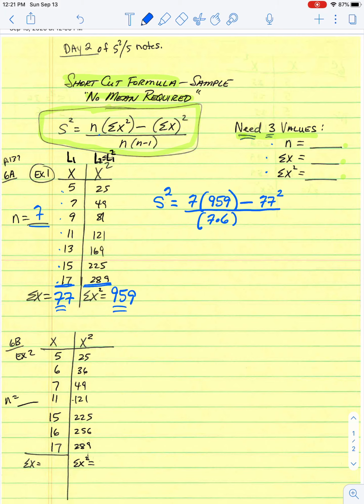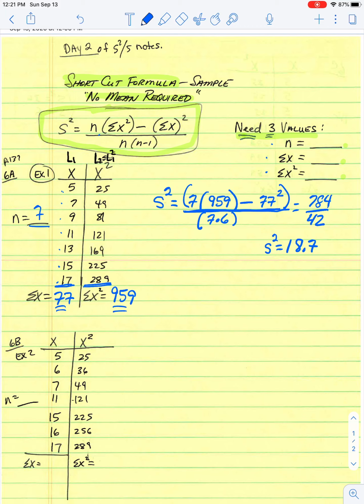You are welcome to put that in the calculator, one-shot deal, as long as you either put the whole top in parentheses, then hit divide, and the bottom in parentheses, or do the top, get a value, which is what I did. I got 784 divided by 42, and then enter it that way just to be safe. So my s squared came out to be 18.7.